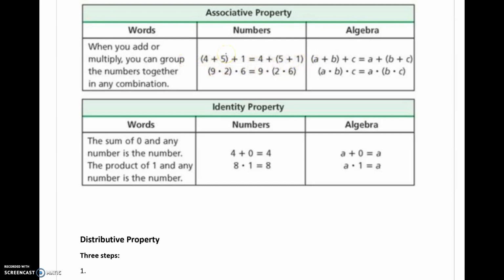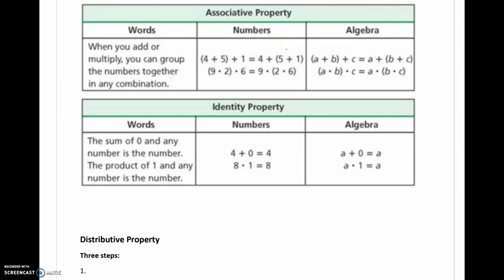Using our order of operations rules, do the parentheses first. So 4 plus 5 is 9. And over here, 5 plus 1 is 6. Okay? Back to the left, 9 plus 1 equals 10. So that's one side of it. And then we have 6 plus 4, which also equals 10. Okay? 10 equals 10. All right? So with the associative property, all that's changing is basically the parentheses. You're not actually moving the numbers around themselves.